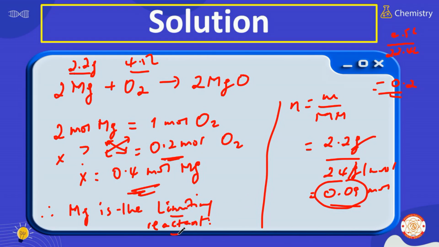So in this way you can figure out which reactant is the limiting reactant, which substance is the excess reactant.